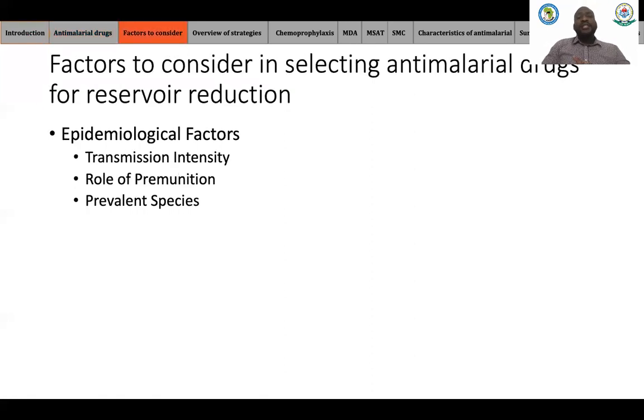So what are the factors for you to consider when selecting anti-malaria drugs for reduction of the reservoir? One would be to consider epidemiological factors. These include the transmission intensity of the area. In places where malaria transmission is high, very high, or moderate, the parasite interacts differently with human beings compared to areas where transmission is low, very low, or zero, the elimination settings.